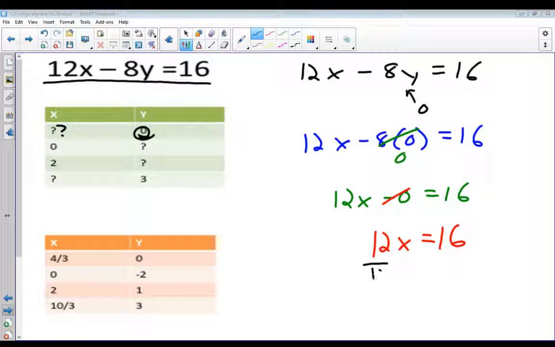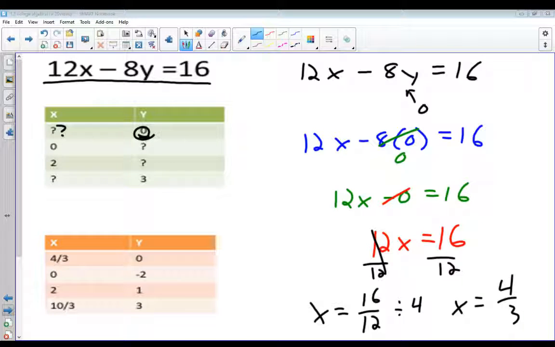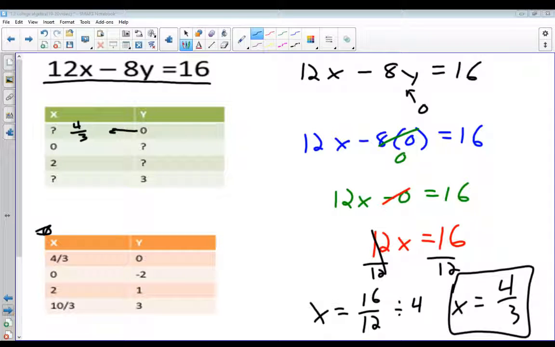From here, just divide by 12, and you'll get x equals 16 over 12. But that fraction can be reduced. Both top and bottom are divisible by 4, which means your actual answer should be 4 over 3. So for that question mark, when y is 0, you'll write x is equal to 4/3. If you look at the orange graph down below, I already have the answers put in for you. You can do this on your own time if you want to check. We'll do one more on this one, and then we'll move on.